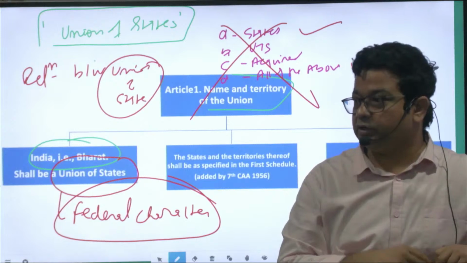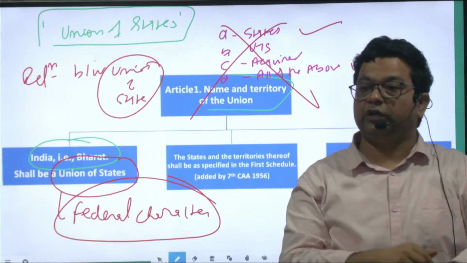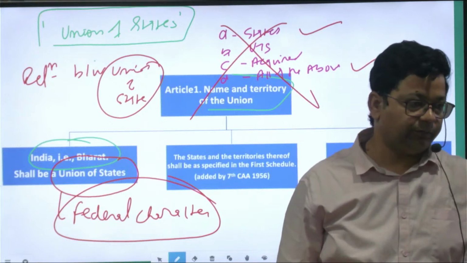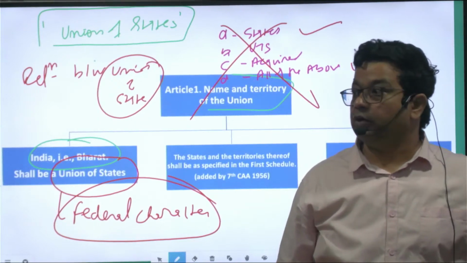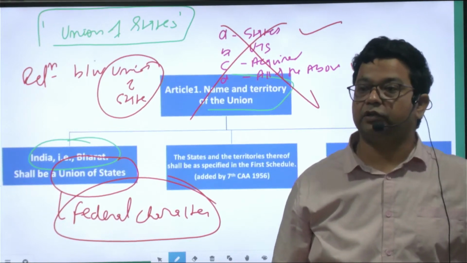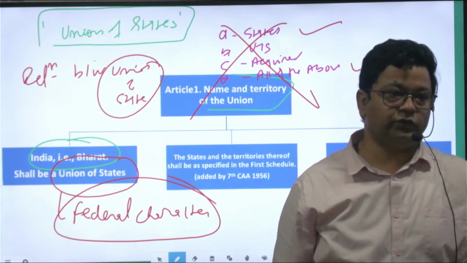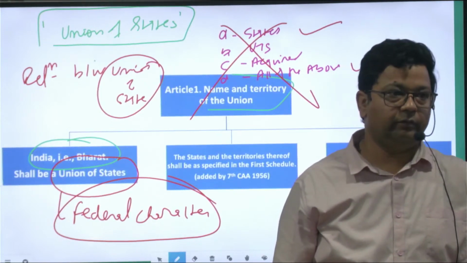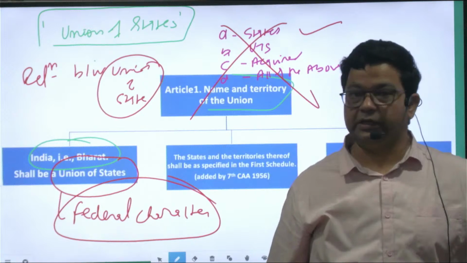So in emergency provisions, we are unitary. If you remember, in the last class we saw the unitary provisions in the Indian Constitution: single citizenship, single constitution, flexibility of the constitution, integrated judiciary. We also have certain federal features in the Indian Constitution: written constitution, rigid constitution, division of power, independent judiciary. These are the features.